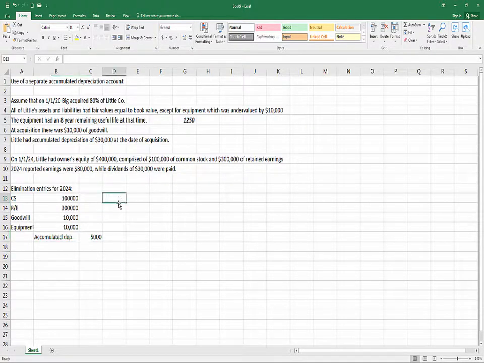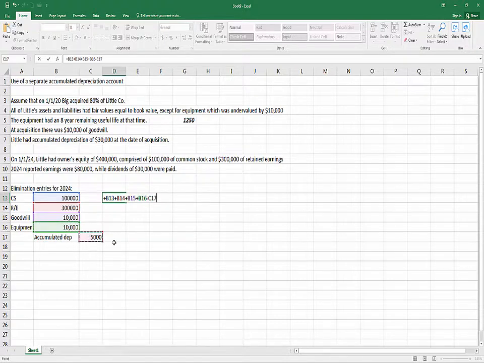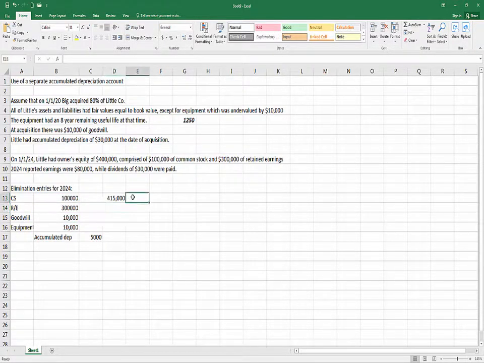This total, what have we got? That plus that plus that plus that minus that. This total of $415,000 is going to be split 80% to the investment, $332,000, and the other 20% to the non-controlling interest.